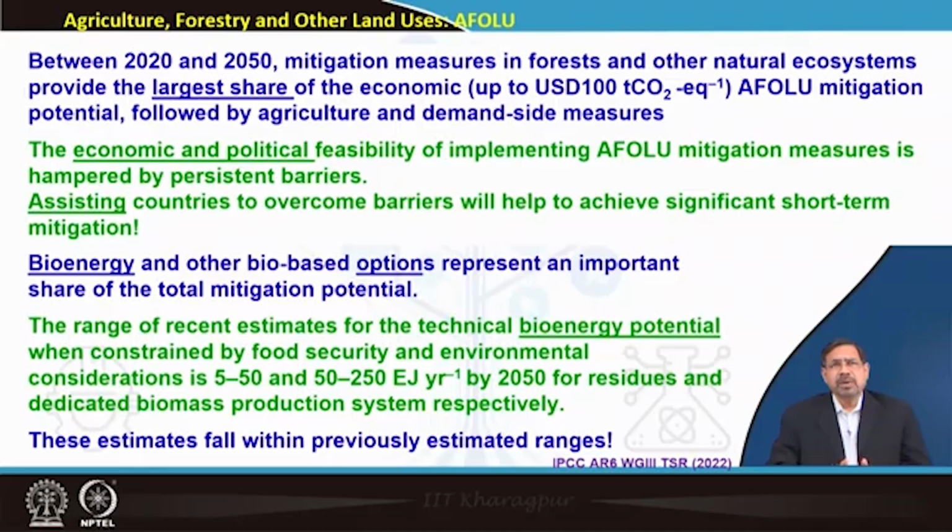So, between 2020 and 2050, and we are now at 2026, mitigation measures in forests and other natural ecosystems provide a large share of economic mitigation potential, up to 100 USD per ton of carbon dioxide equivalent. So, there is a large share as far as the economy is concerned if we can mitigate through this AFOLU or land management sector, followed by agriculture and demand side measures.